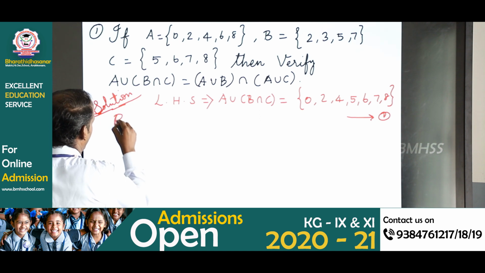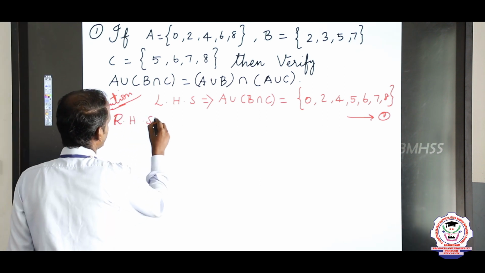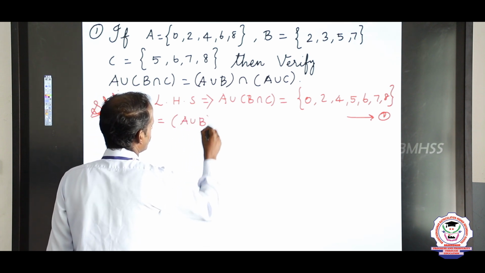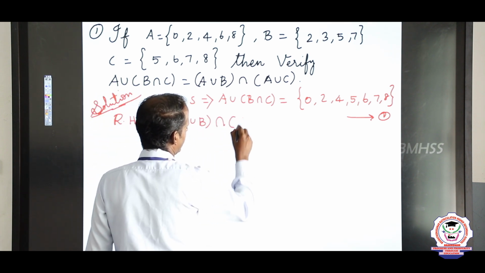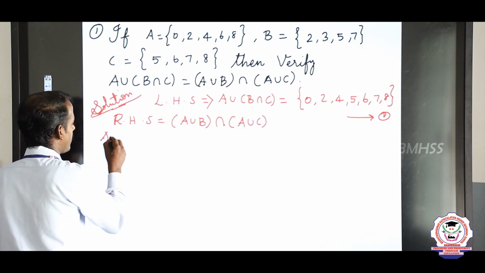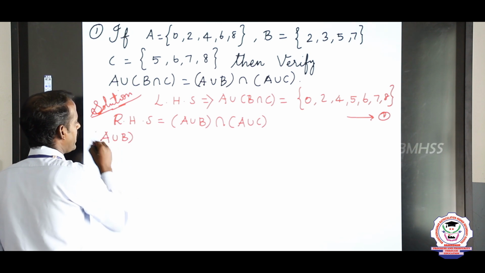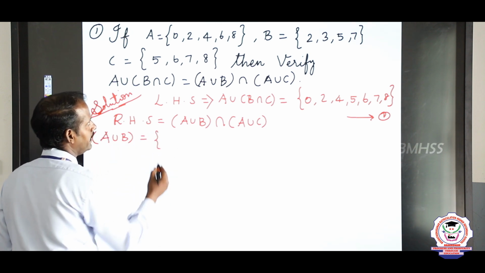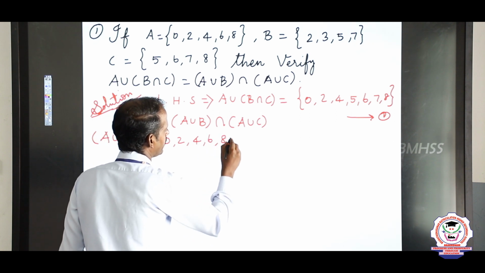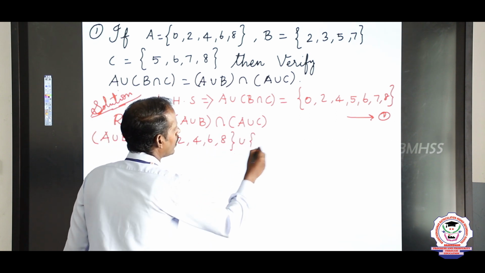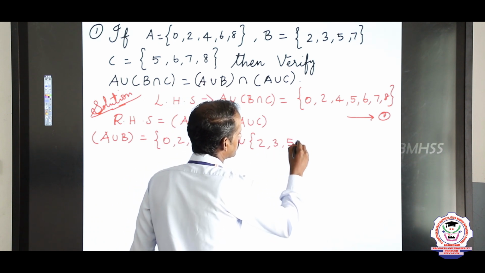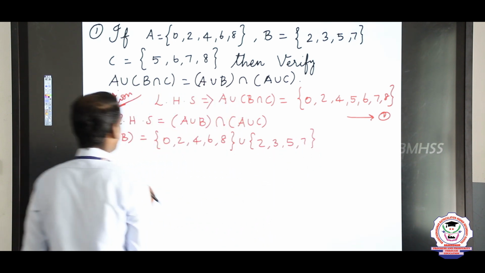So I will write RHS. RHS, the right hand side, is A union B intersection A union C. Now I will explain A union B first. What is A union B? First you have to write the A set, 0, 2, 4, 6, 8. Then union. What is the B set? 2, 3, 5, 7.